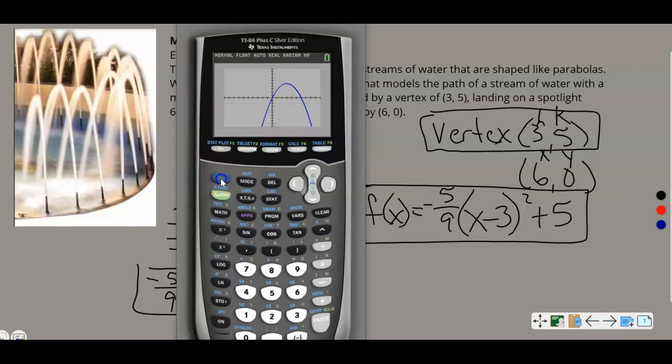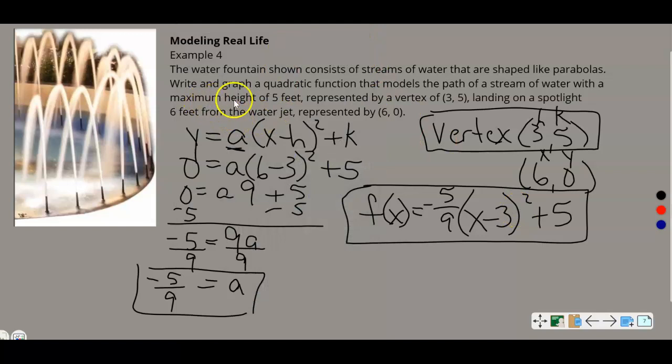All right, now let's check and make sure our vertex is 3, 5. There it is. 3, 5 is our highest point. Good. And then we have another point at 6, 0 and another point at 0, 0. So you can see that that graph represents this function.